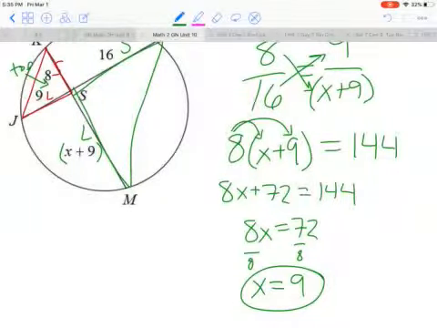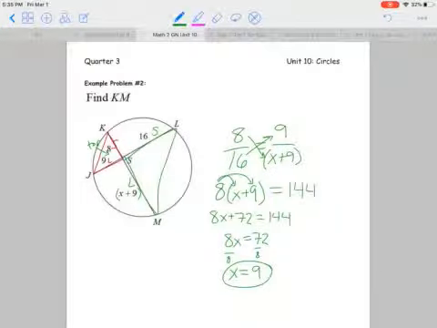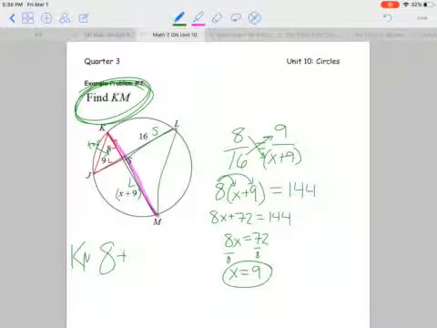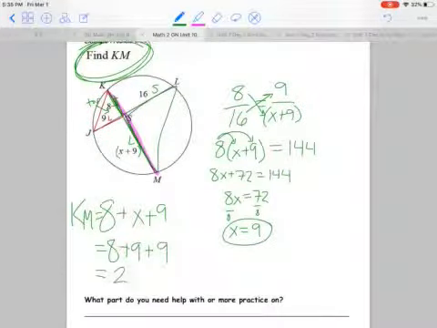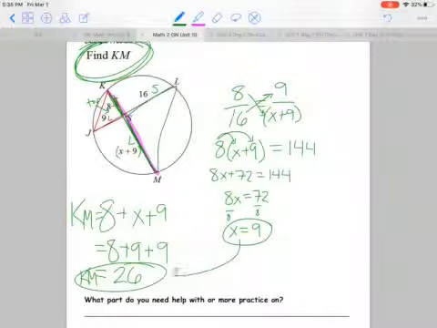And again, if it asks you to plug back in, plug it back in. So like here, find KM was our initial instructions. So looking at my picture, K to M is both 8, so KM is the 8 right here, and the x plus 9 here. And we know x, and together we get 26, I believe. So make sure you're actually getting your final answer if they ask you for something else besides x.